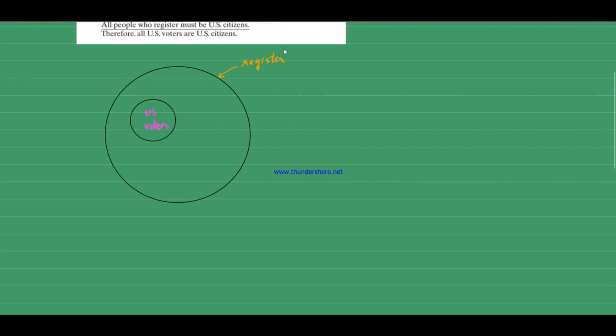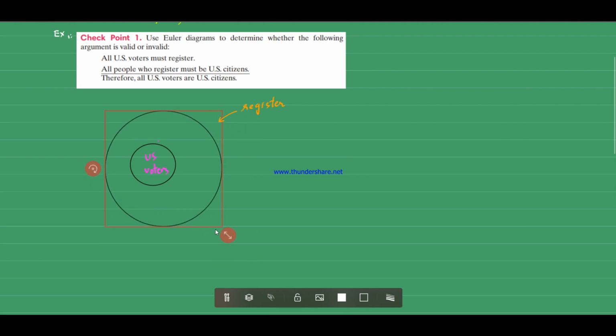All U.S. voters must register. So register is represented by this circle right here. U.S. voter is smaller because U.S. voters must register. Then all people who register must be U.S. citizens. I think this makes it. Let me see, you can draw this smaller. You know what? I hate this. Let's draw it again.